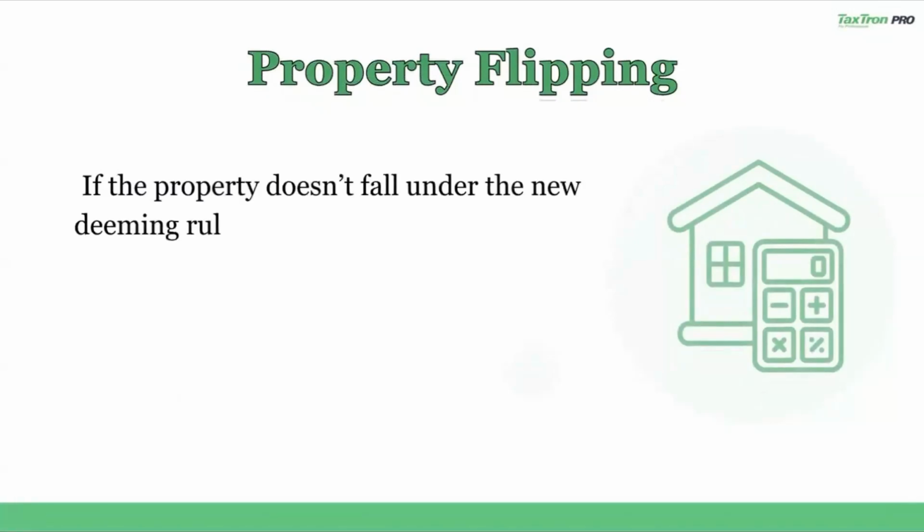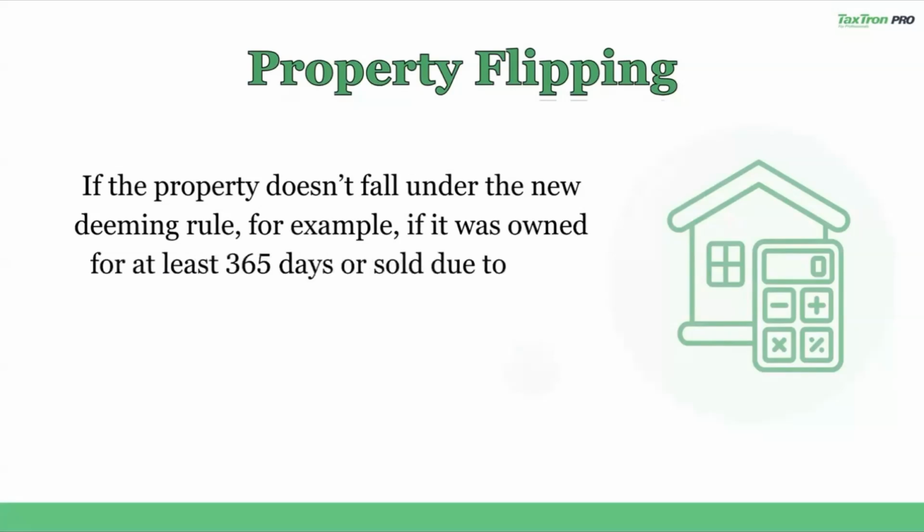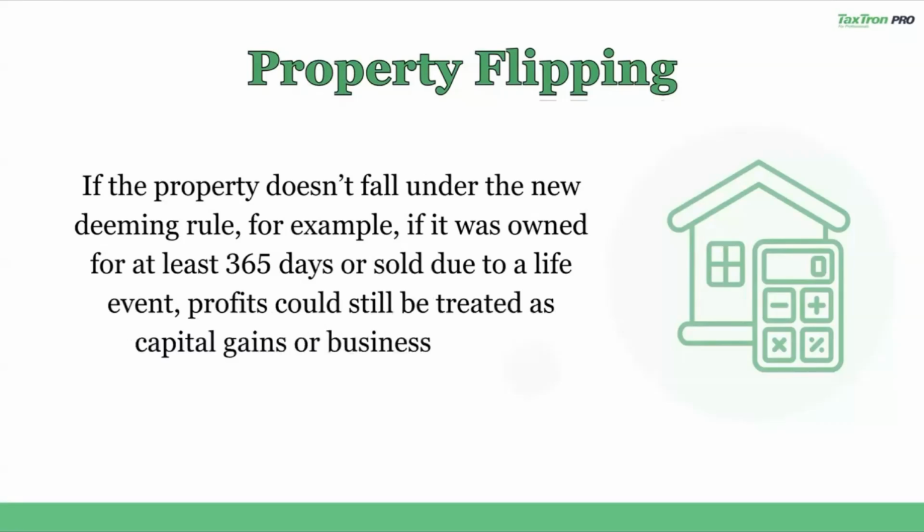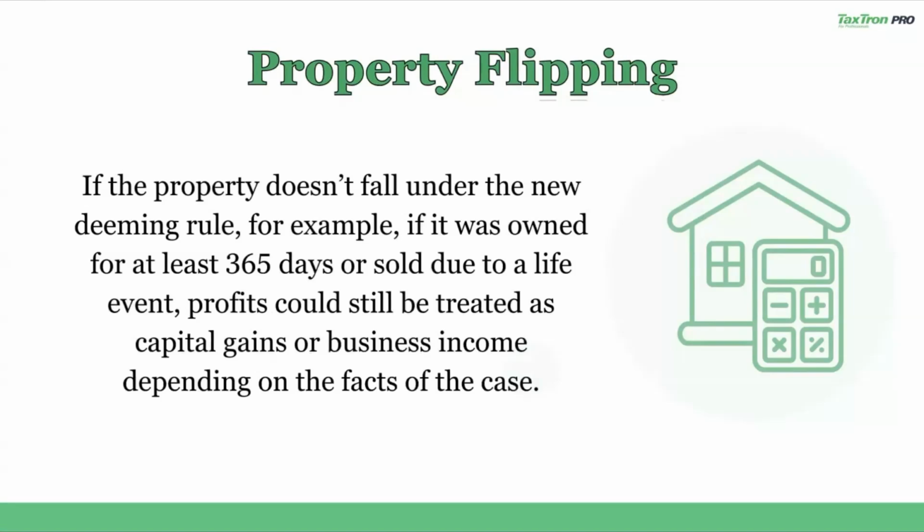If the property does not fall under the new deemed rule, for example, if it was owned for at least 365 days or sold due to a life event, profit could still be treated as a capital gain or business income depending on the facts of the case. Now let's see how this works on the TaxTron web platform.